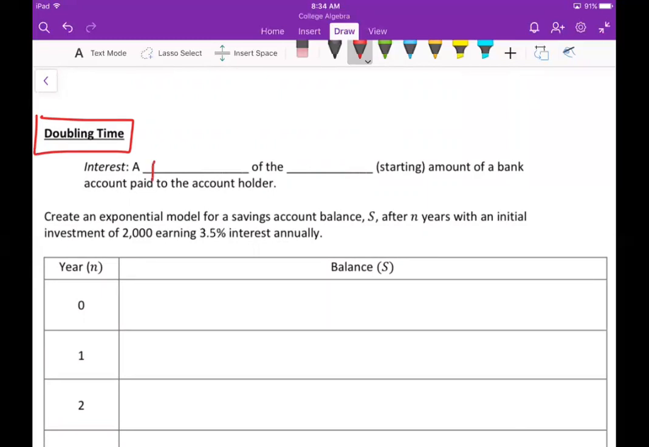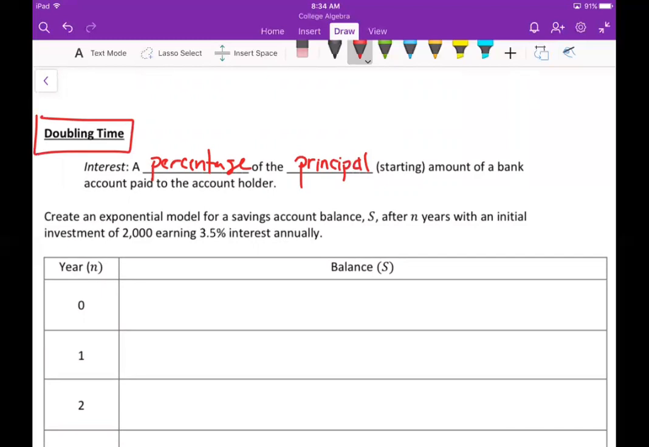Interest is a percentage of the principal, or that starting amount of your account that is paid to the account holder. And in the most simplified model, we just pay that same amount of interest every year. So that's what we're going to look at here.